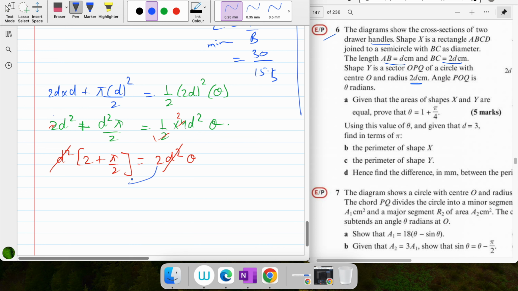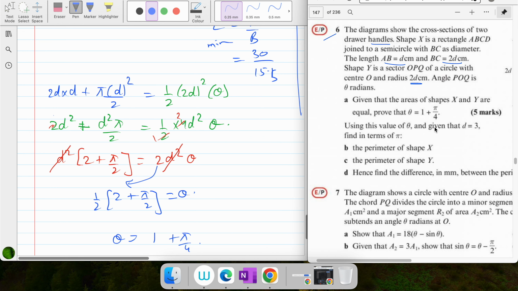So we divide by this 2, on the other side it becomes 1 by 2. 2 plus pi by 2 is equal to theta, and the angle is 2 by 2 is 1 plus pi by 4. First part done.